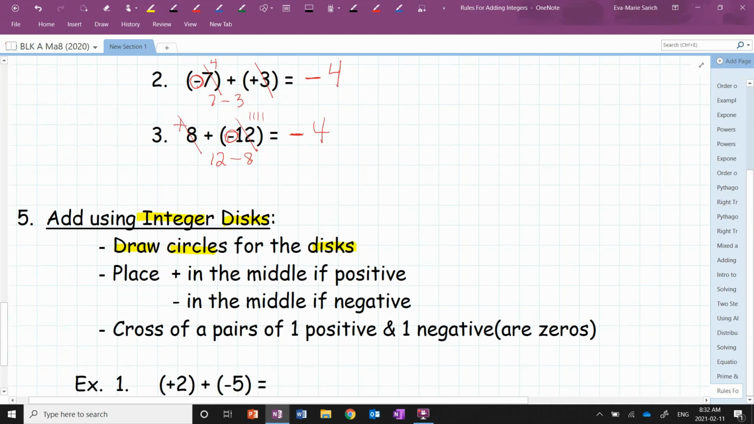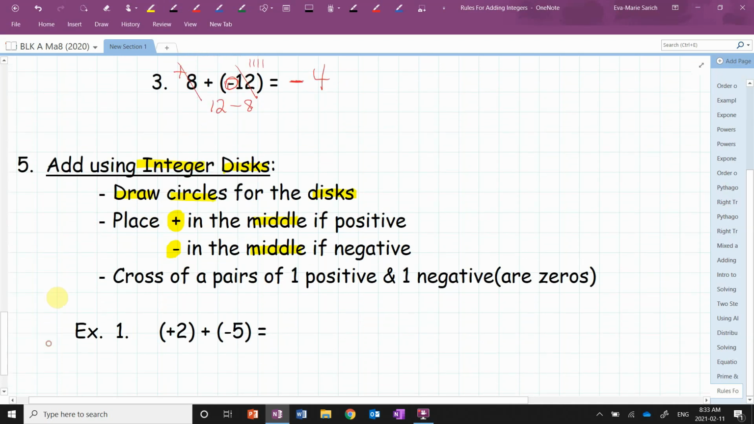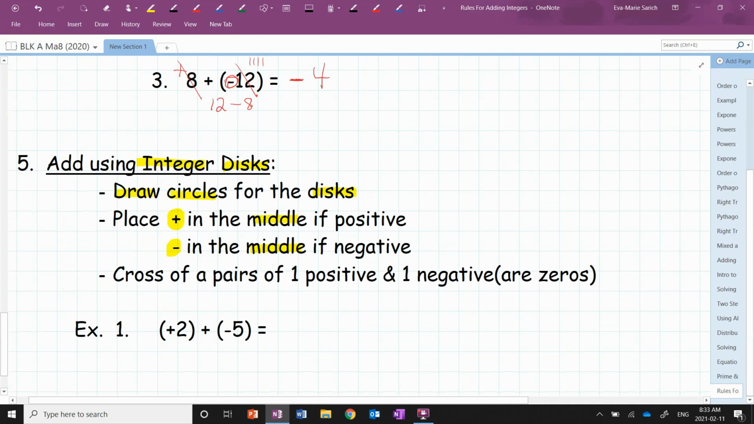Now, when you draw them, if it's a positive, you're going to place a plus symbol in the middle. If it is a negative, you're going to put a negative symbol in the middle. And then what happens? When you have 1 positive and 1 negative put together, that becomes a 0. So we're going to then cross out the zeros. We'll cross out those pairs of 1 positive and 1 negative, and those become zeros. And then what's left is our answer.